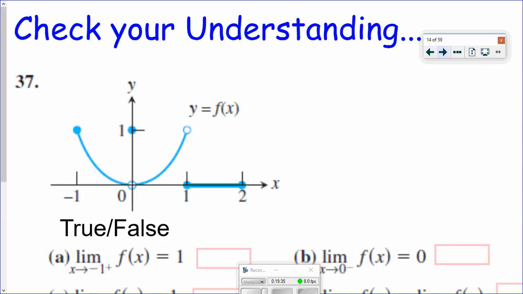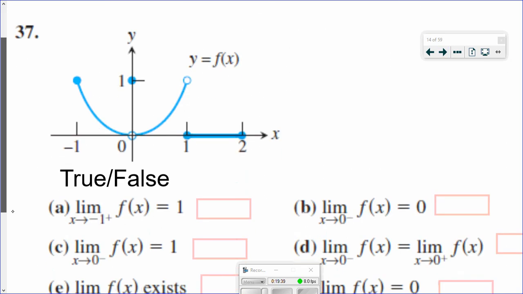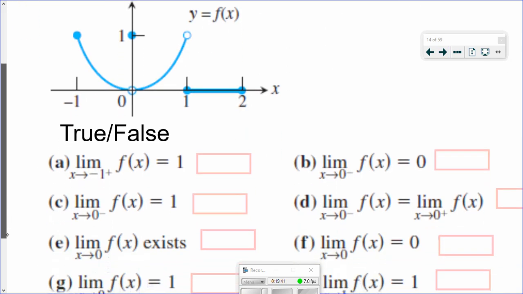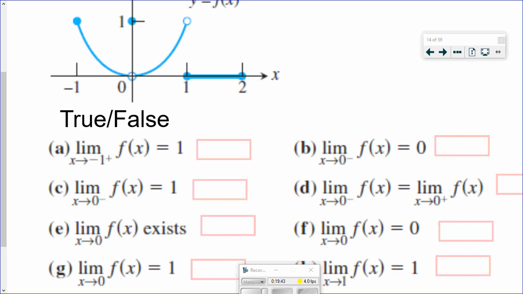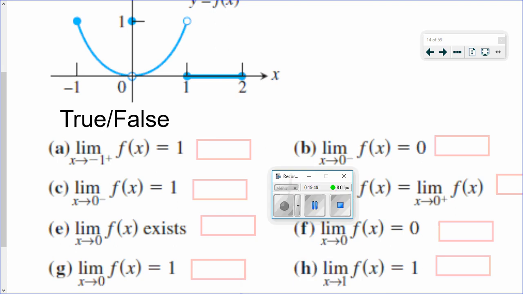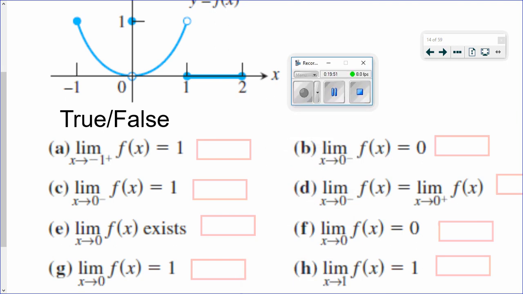I want you to take a few seconds and pause me. Try these true-false questions that you should have on your paper in front of you, and then I will give you the answers. So pause me for a few minutes, give it a try, and then check your answers.